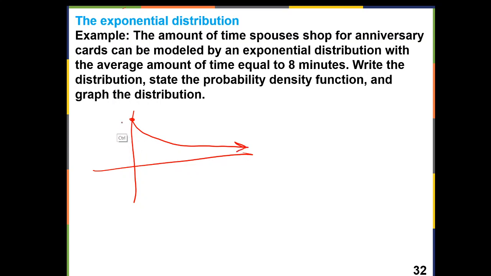And what is m here? Well, let's see. The average amount is 8, so that's 1 over 8. So our distribution f of x is 1 over 8 e to negative 1 over 8 x. Don't forget to put these in parentheses. And that's it. Now, it says write the distribution, state the probability density function, and graph the distribution. We did all that already, right?